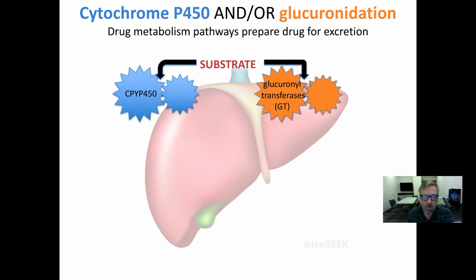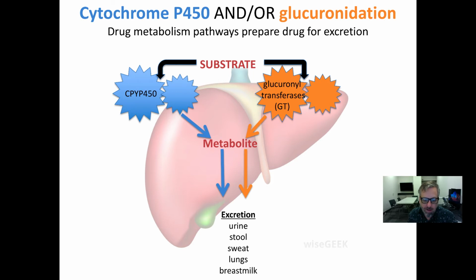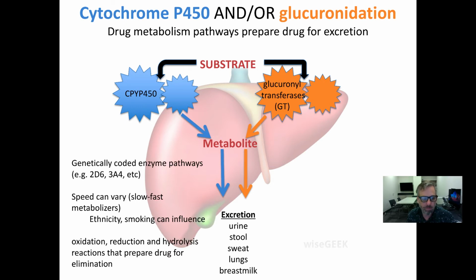Now, different drugs go through different pathways. We'll talk about that more in a minute. But their breakdown results in a metabolite. The metabolite can then be excreted, typically in urine, but sometimes in stool and sweat or through the lungs, or even in breast milk.